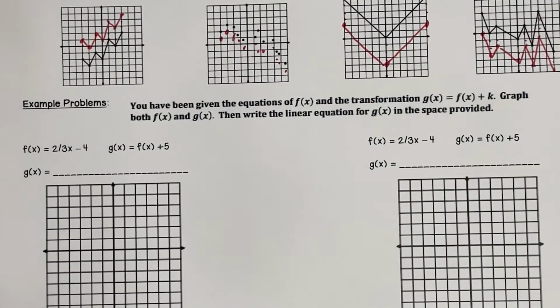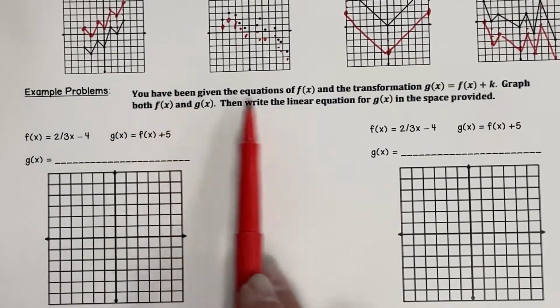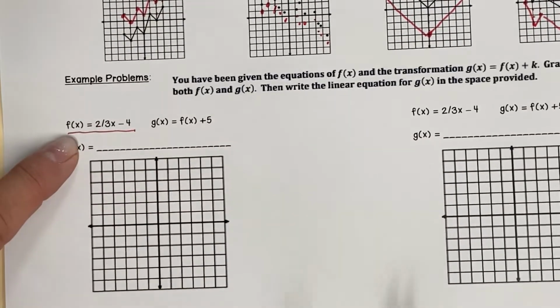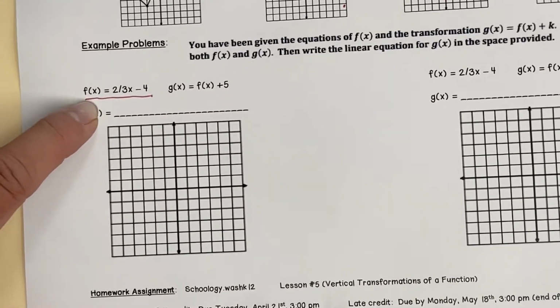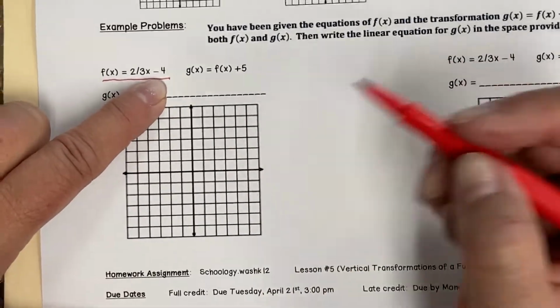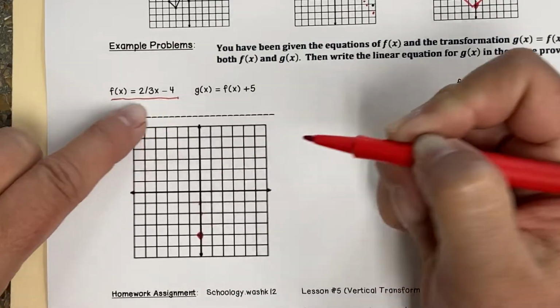All right, so this is what your homework's going to look like. You're going to be given a function, f of x, right here. Let's go ahead and graph this one. So this says our y-intercept is at -4. So 1, 2, 3, 4.